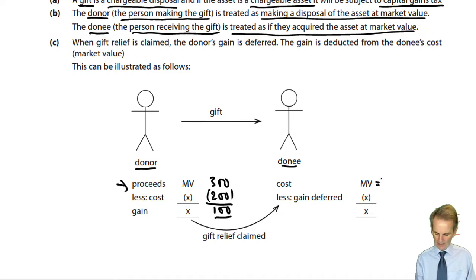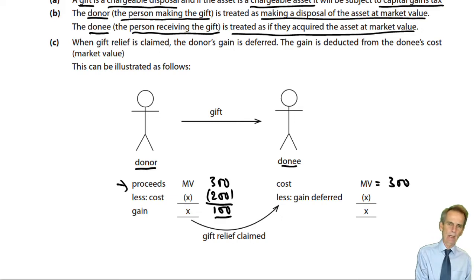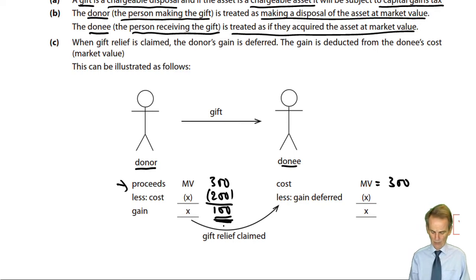What was the market value? £300,000 there, therefore. So in the situation of a gift, we compute a gain on the donor based on market value, irrespective of any actual sales proceeds that may or may not exist, whether it was an outright gift or a sale at undervalue. Irrespective of any actual proceeds, it's based on market value. So the donor is then responsible for that gain, even though they've received maybe little or no actual proceeds.